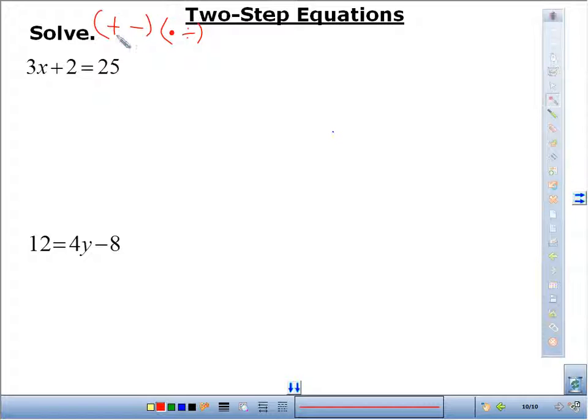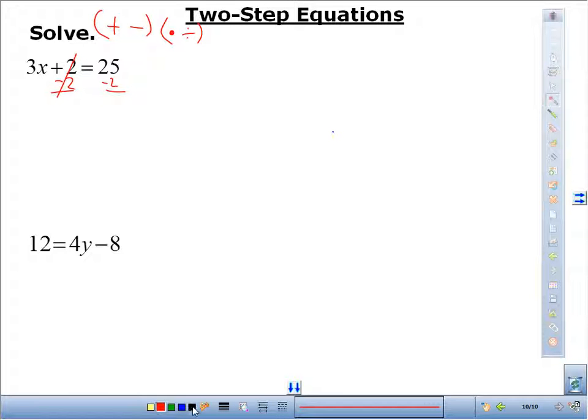Okay, and who notices that it's backwards, the order of operations, kind of. Addition and subtraction, and then multiplication and division. You guys see it? Kind of? All right. So let's see. So what is the opposite of plus 2? Minus 2, so we do that to both sides.